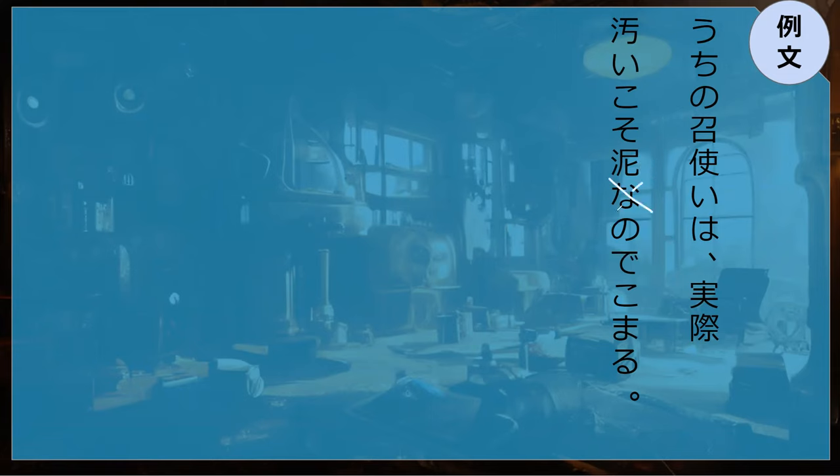So it's just a filler. Here, this koso doro is describing no de. Okay, so here it's saying because in fact it is a dirty, sneaky thief, I am troubled. Right? Who is the sneaky, dirty thief?